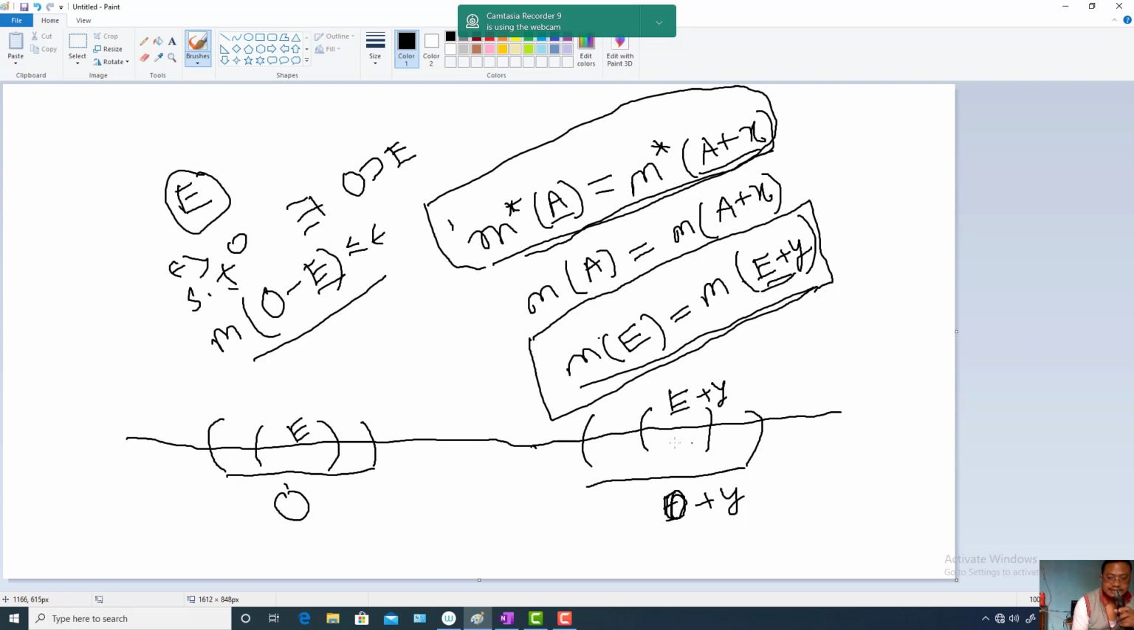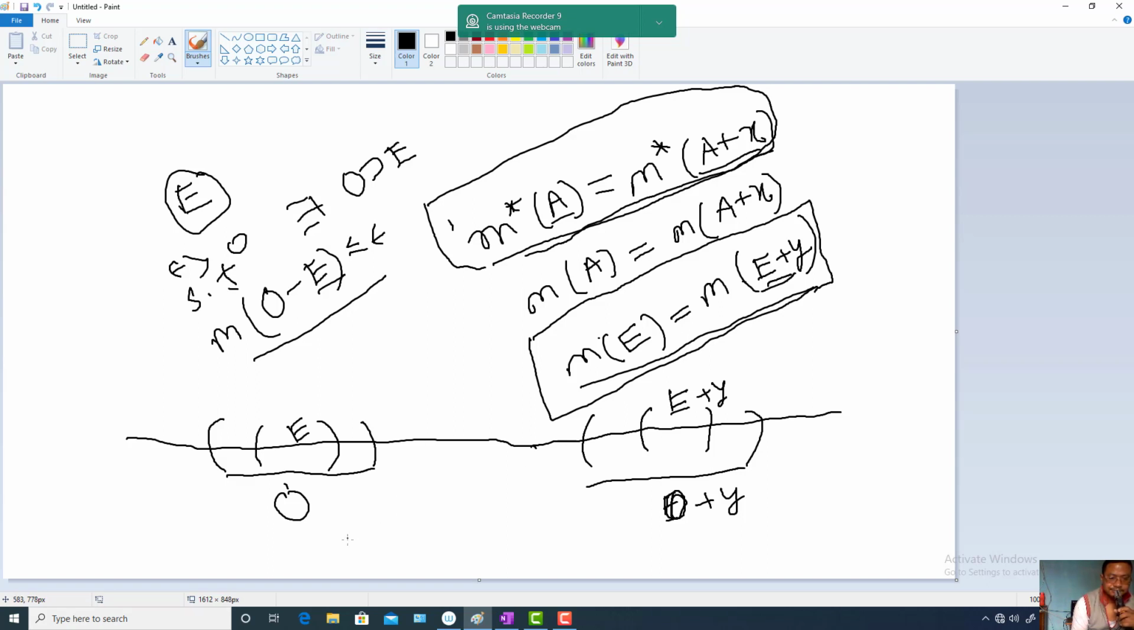So this inside set is E plus y, and this is O plus y. The set of real numbers is a topological group, so if O is open, O plus y is also open. From the figure it is very clear that O plus y is a superset of E plus y.